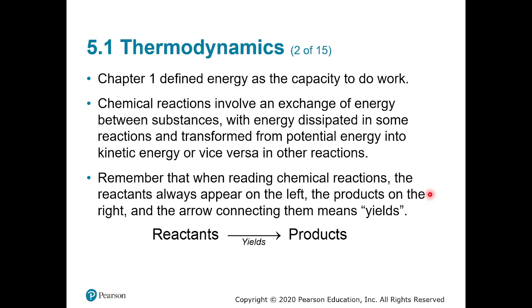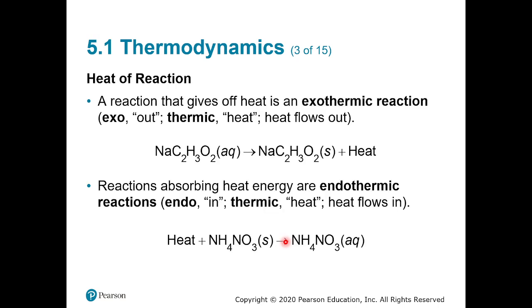So remember that when you have chemical reactions, the reactants always appear on the left. Those are reactants over there. You then have the yield arrow in between. That's like a directional equal symbol, right? And then you have your products, which appear on the right. And that's the notation for reactions. So let's go and talk about heat in a reaction.